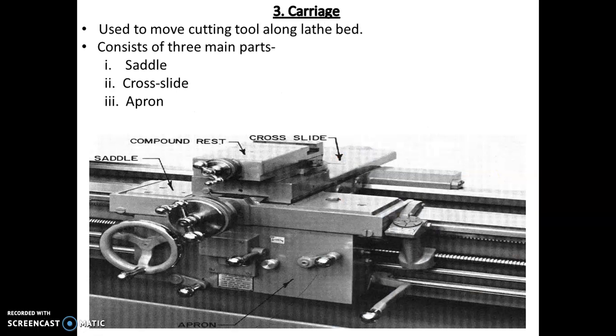So here let's discuss the carriage. The carriage is located between the headstock and tailstock. It can slide along the bed guideways and be locked at any position by tightening the carriage lock screws. It consists of parts like the saddle, cross slide and apron. This is the saddle here, this is the cross slide, and this part is the apron.